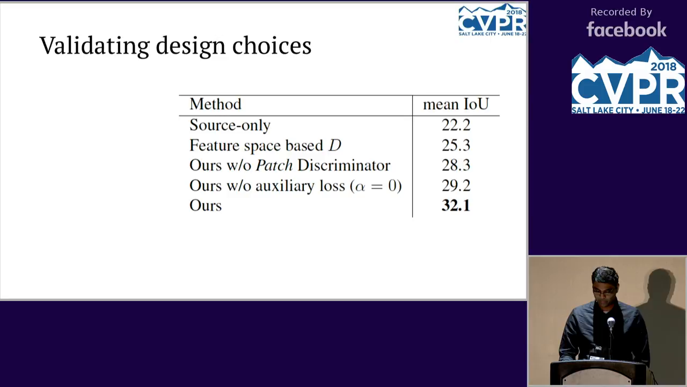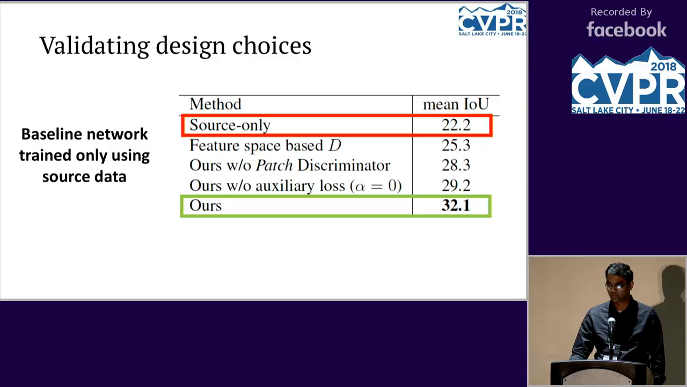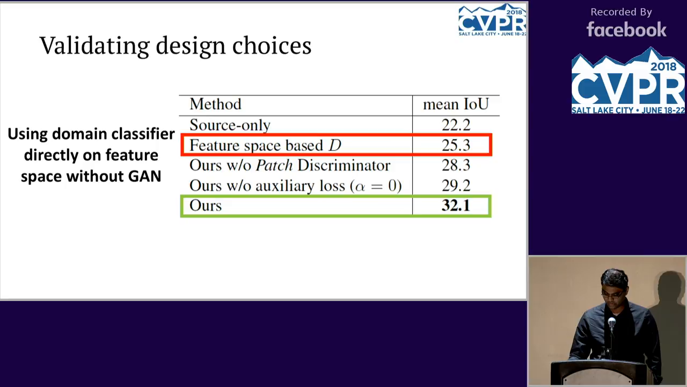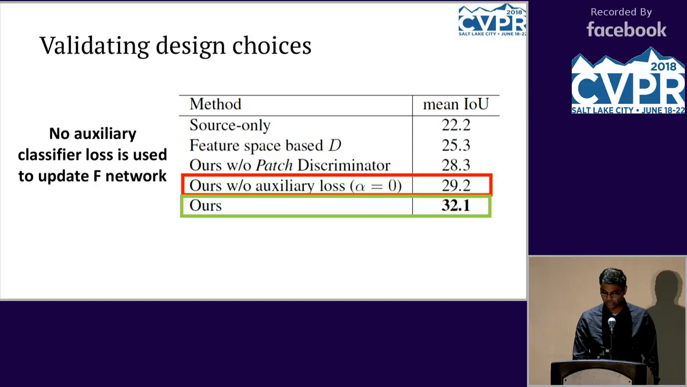Next, we show a couple of ablative experiments. In the first experiment, we provide empirical results on the Synthia to Cityscapes setting, validating our design choices for the proposed approach. The top row shows the performance of the baseline network trained only on source data, and the bottom row shows the performance of the full system trained using the proposed approach. Predicting a spatial grid as the output of a discriminator instead of a single scalar, as done in traditional GANs, further improves performance. Use of the auxiliary classifier loss term when updating the feature network results in lower class confusion and hence better performance in the target domain. The last row shows the full improvement obtained by our whole system.